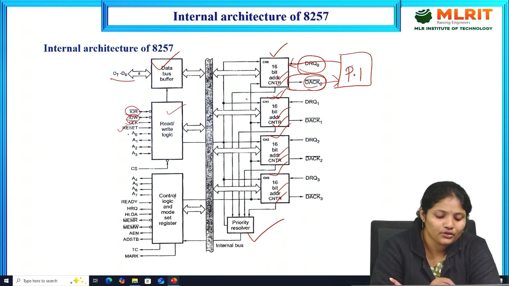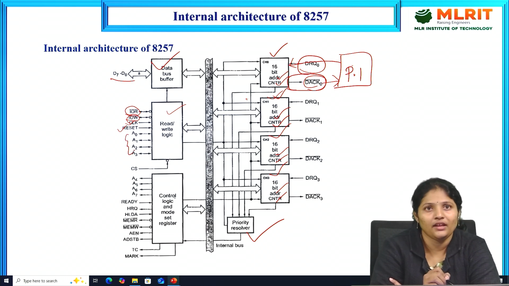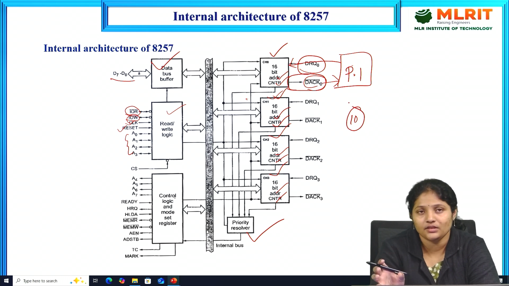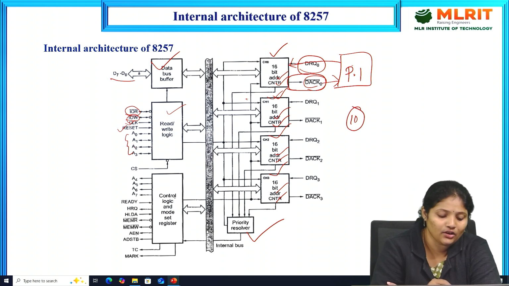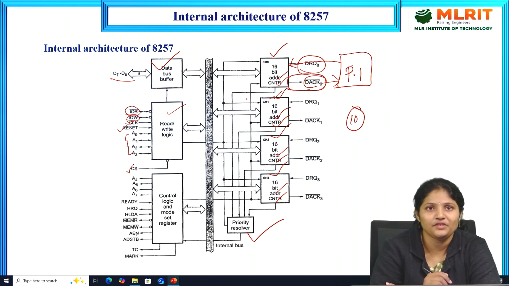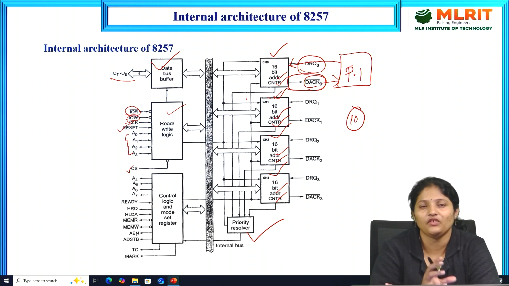As I already told you, these 4 address lines A0 to A3 are used to fetch the registers. A total of 10 registers are there, and these 10 registers will be addressed using the A0 to A3 lines. Coming to CS, it is the chip select line. To enable this particular 8257, there is one chip select line.